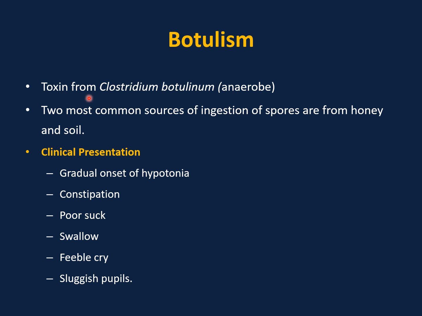Botulism is caused by toxins from Clostridium botulinum, which is an anaerobe. The two most common sources of ingested spores are honey and soil, especially in infants less than 12 months. So it is contraindicated to give any infant less than 12 months regular honey because of the spores and risk of botulism. Clinical presentation: gradual onset of hypotonia.